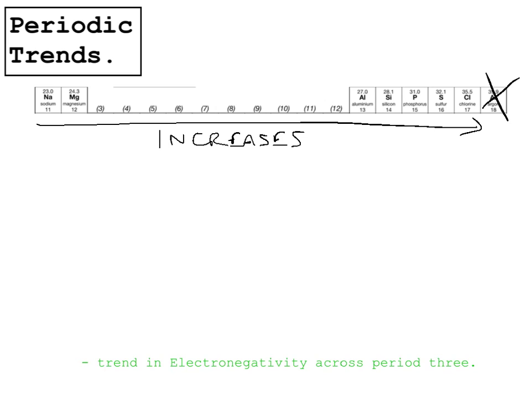So electronegativity depends on two things. Firstly, the number of protons in the nucleus, and secondly, where the electrons are in relation to the nucleus. So we know that the nucleus, as you go from left to right across any period, will have more and more protons as you go across. So that means the nuclear charge of the nucleus increases. So that's the first reason that the electronegativity increases across period 3.